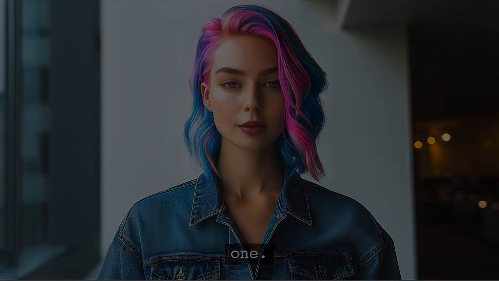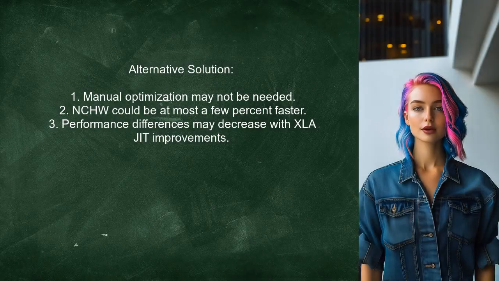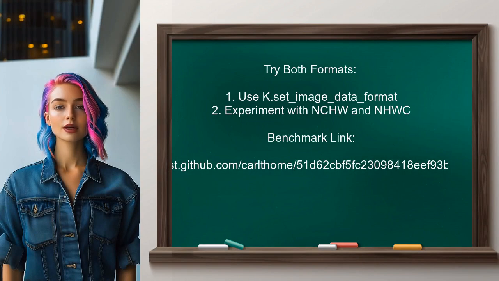Let's explore another one. This user suggests that manually optimizing the data layout may not be necessary. They believe that the performance difference between NCHW and NHWC is minimal, estimating at most a couple of percent faster training times with NCHW. They also mention that as XLA-JIT compilation improves, this difference may diminish over time. They recommend experimenting with both formats using Keras by setting the image data format with the command set_image_data_format. Additionally, they provide a link to a small benchmark comparing performance with a VGG model.